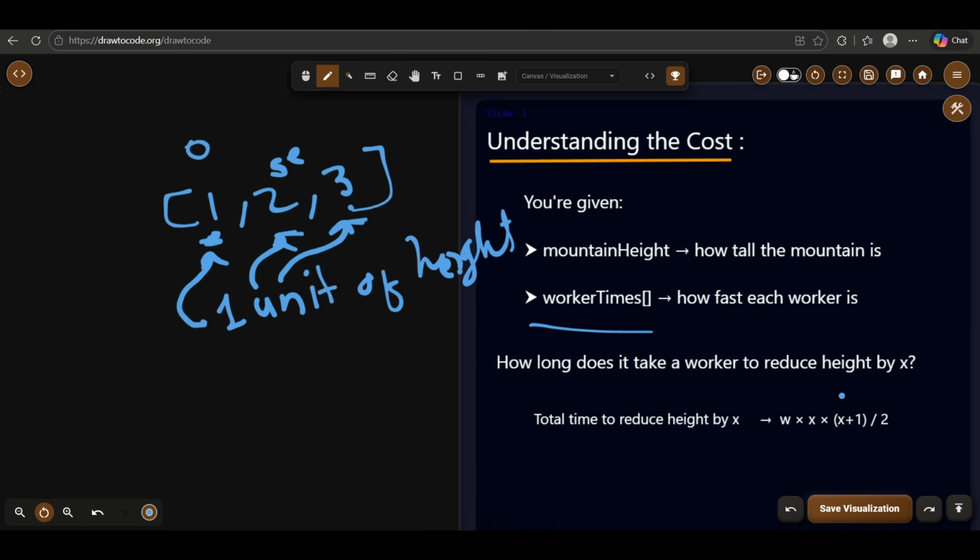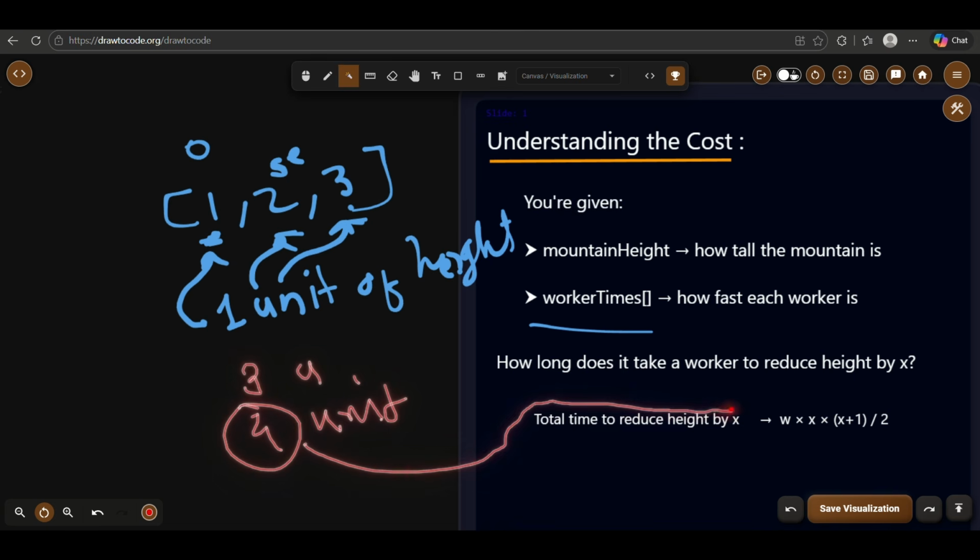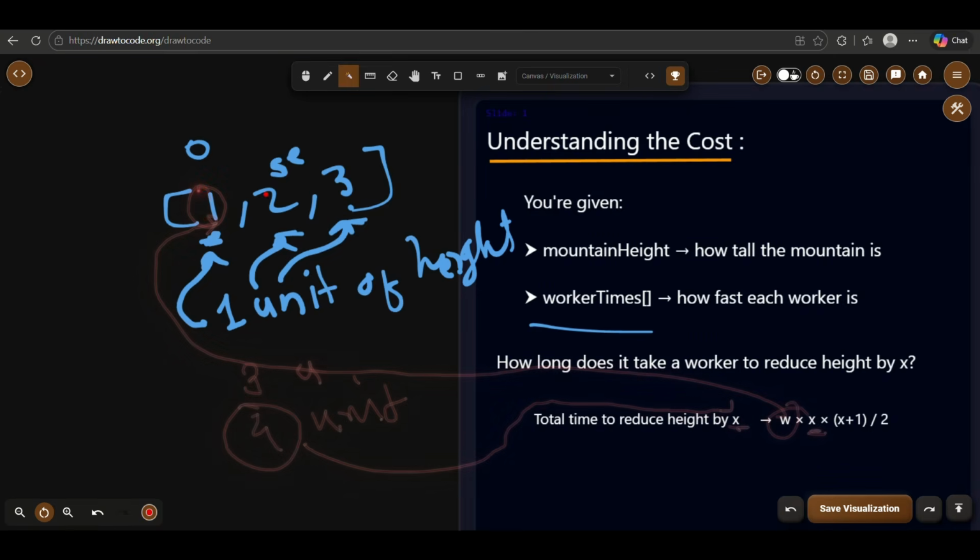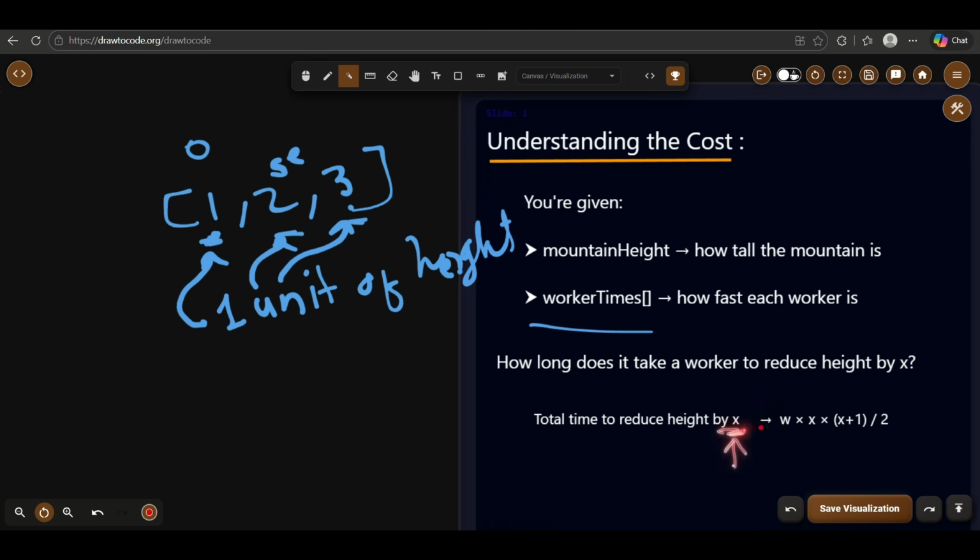And this is the formula to find how much time a worker takes to reduce height by x. For 1 unit of height, it will take 1 second, no doubt. But for 3 units or 4 units of height, here 4 is x. Put that x in the formula along with w, where W is the value for 1 unit of height. You will get the time required to reduce the height of the mountain by x.